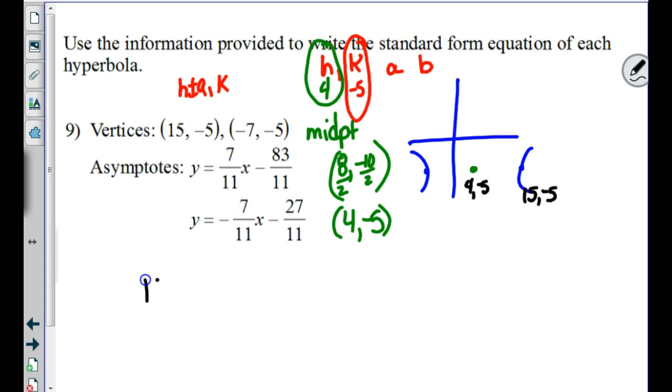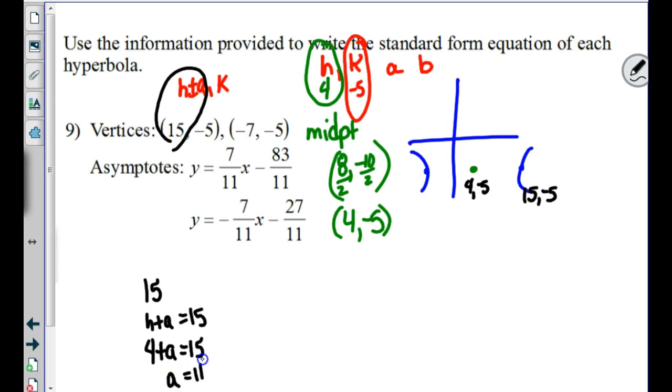We have 15 is H plus A. Okay, right here. But what do we know about H? It's 4. So could you have figured it out algebraically that A is 11? All right.